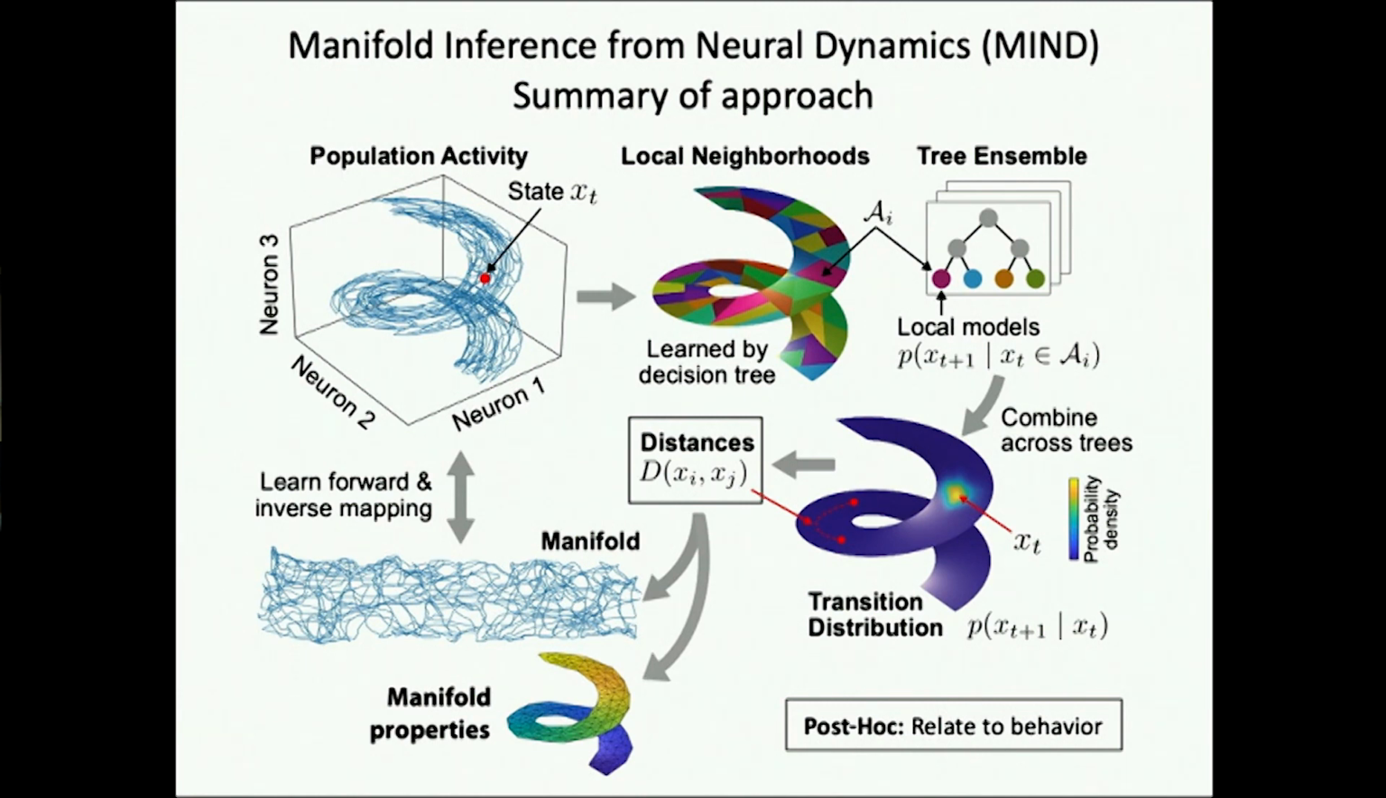So this is a kind of general slide. Now I'm talking about joint work with Ryan Lowe. And this is an overview slide of the method that we've constructed, which is called, this is Ryan's acronym, it's pretty great, Manifold Inference from Neural Dynamics, so MIND for short.